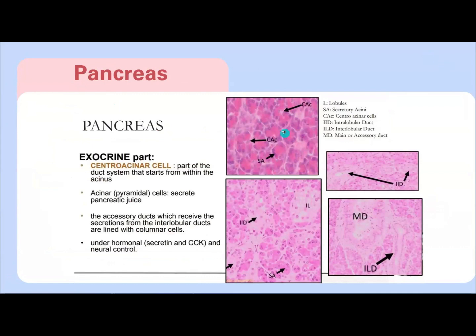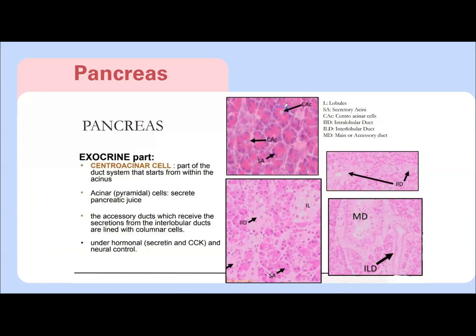Okay, so let's go into the histology. For the pancreas, we're going to talk about the exocrine part. There is something called the centroacinar cell, which is this cell right here, the white part. This is the centroacinar cell. It is part of the duct system that starts from within the acini. Okay, how do you know that this is the centroacinar cell? Basically, you have a white center surrounded by pink matter, and it is bordered by these cells right here.